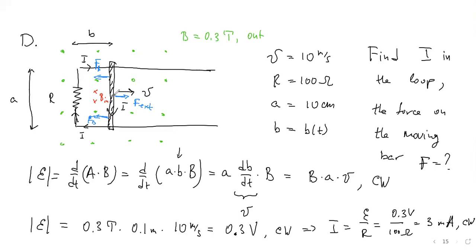Otherwise, it will slow down. So this magnetic force will try to slow it. It's like a friction force. The magnetic force will try to stop it, and if you don't want it to stop, you have to move it. So you apply your force. So your force should be exactly equal to the magnetic force.